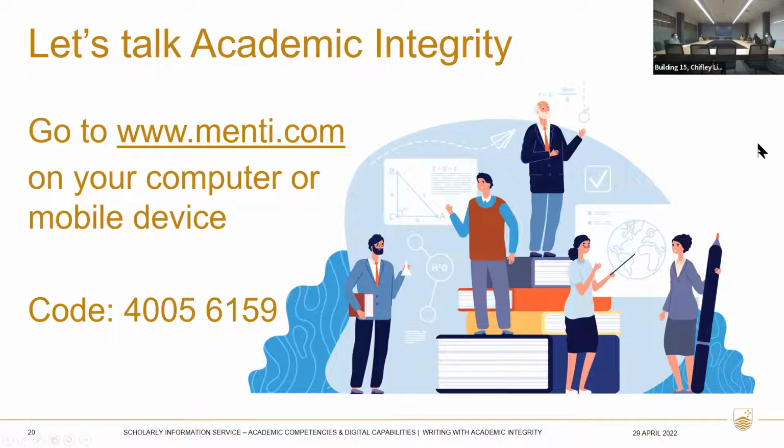Head across to Menti. That's www.menti.com and enter the numeric code that's there on the screen and also in the chat for those who are joining us online. And let us know what you find particularly difficult about avoiding plagiarism.